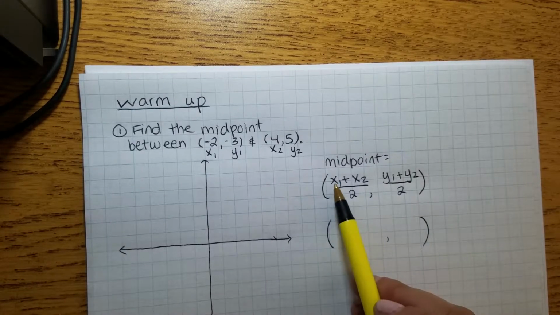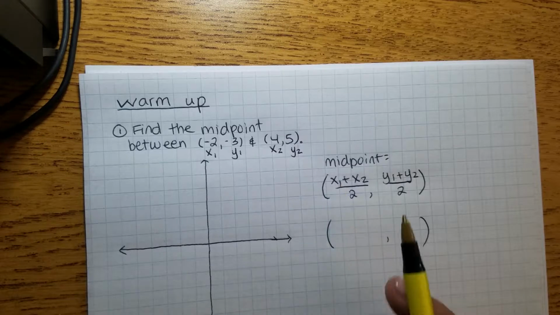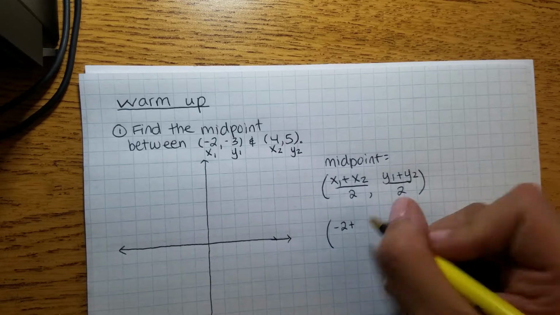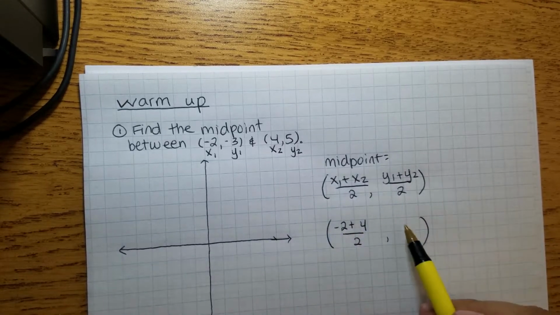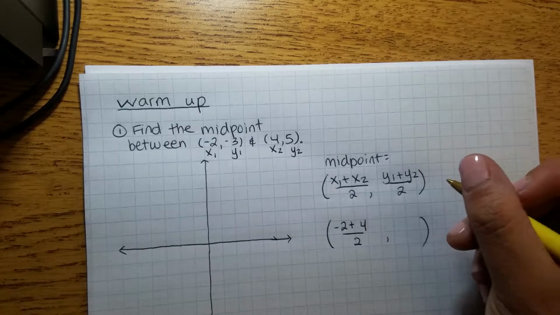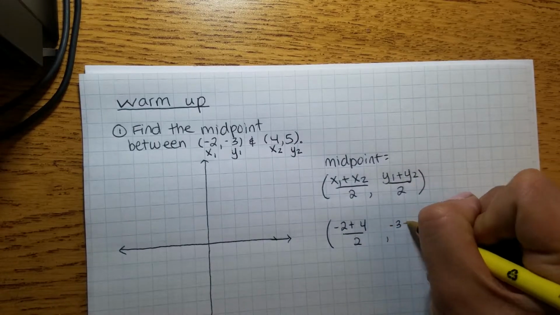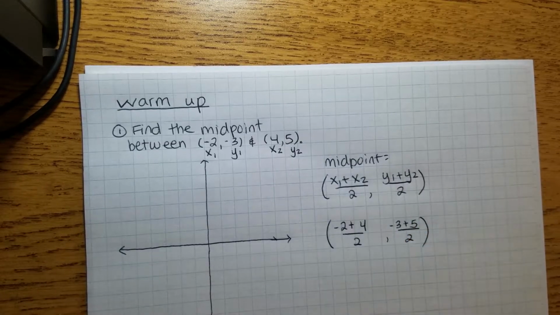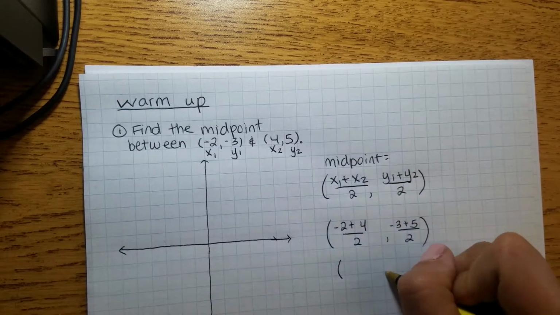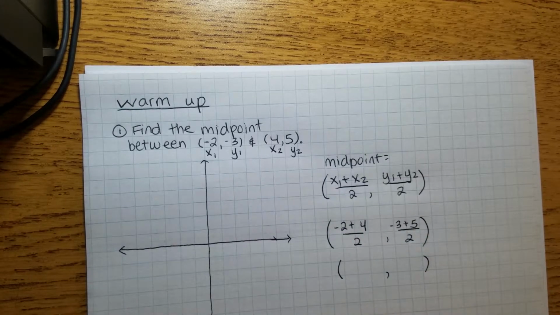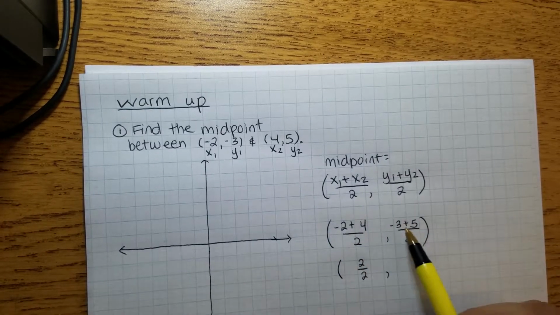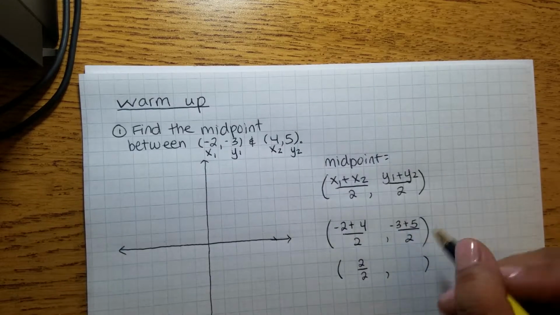Alright, so what number should I put in for x1? -2 plus x2? 4. Alright, what number for y1? -3 plus 5. Y2 is 5. Alright, now we have to keep going and do the math. Alright, what's -2 plus 4? 2. What's -3 plus 5? Also 2.